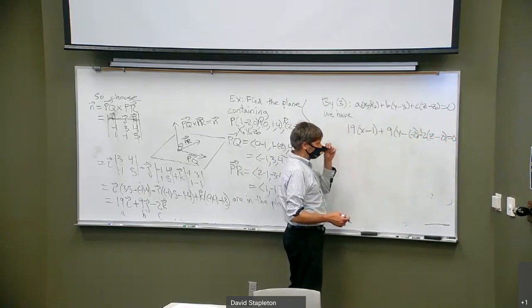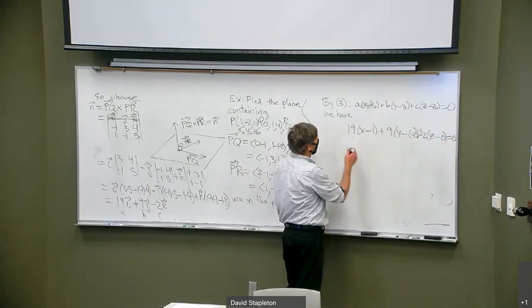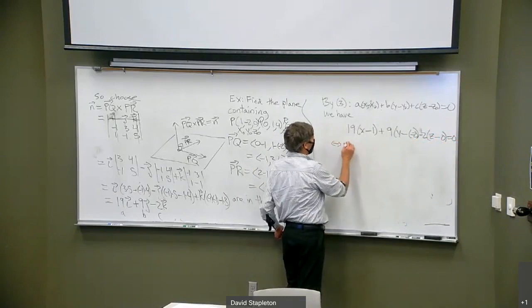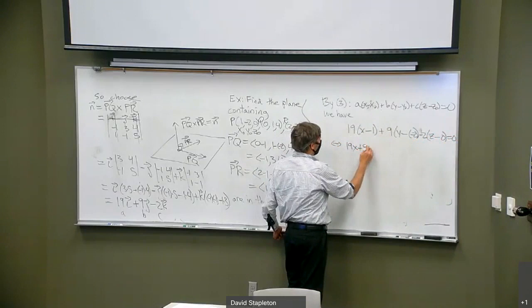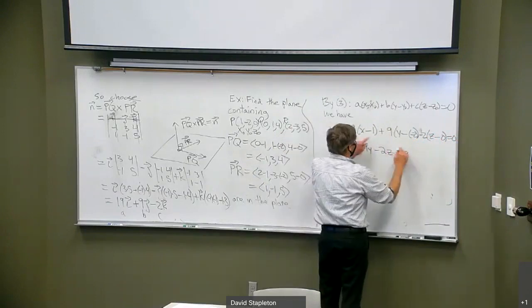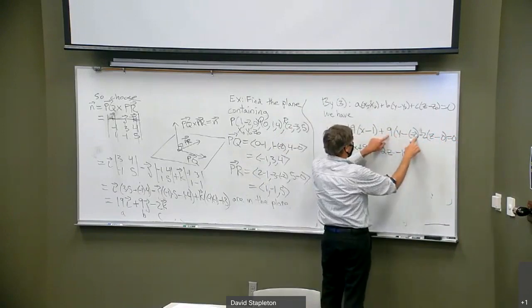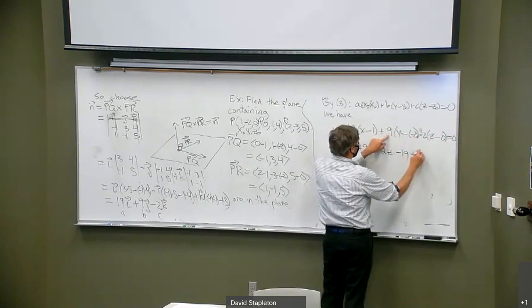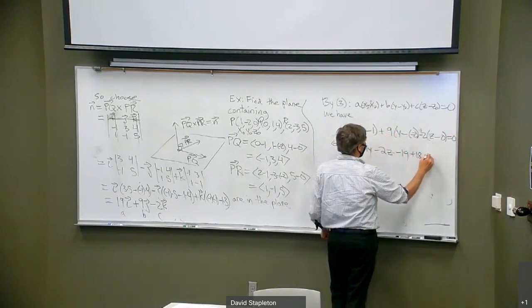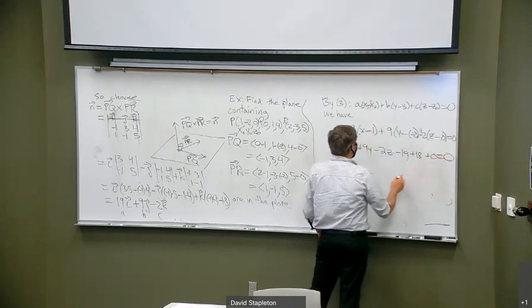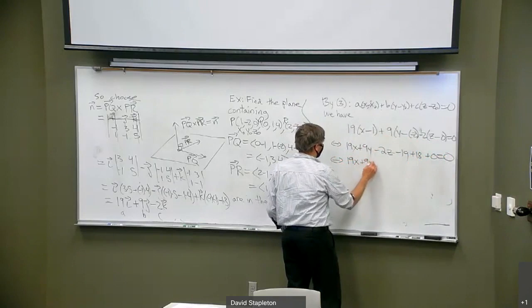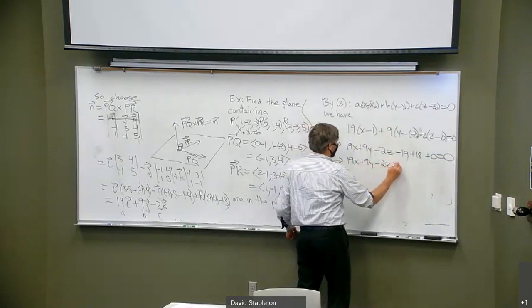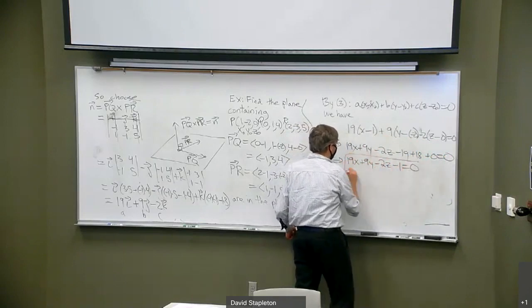Leaving it that way, there are too many numbers, right? So you multiply it out and group like terms. You have 19x, 9y, minus 2z, then minus 19 from here, plus 2 times 9 is plus 18, and plus 0 here. Evidently, we can simplify this and write it as 19x plus 9y minus 2z minus 1 equals 0. There is the standard form.